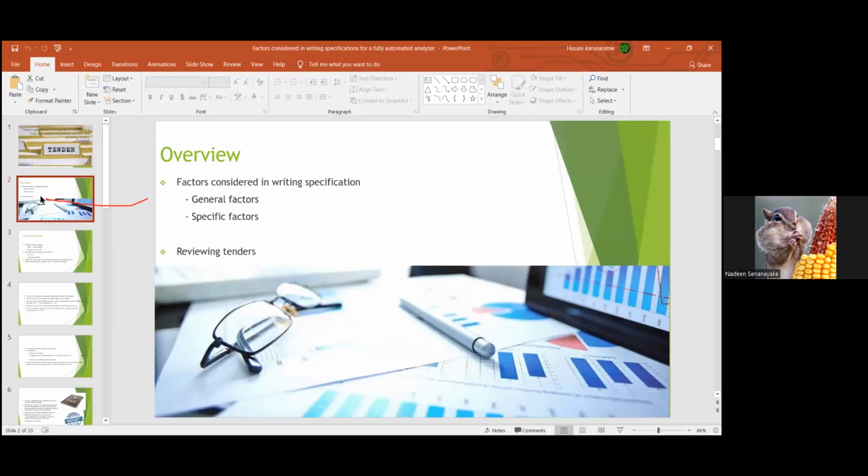I'm going to discuss the factors that we considered in writing specifications. I'll divide those factors into two broad types. One is general factors and the other one is specific factors, which are specifically designed for the institution that we are going to select the analyzer for, and then reviewing tenders.